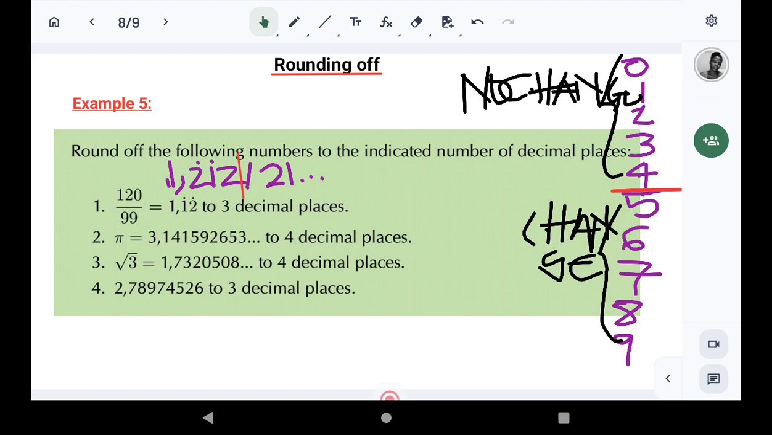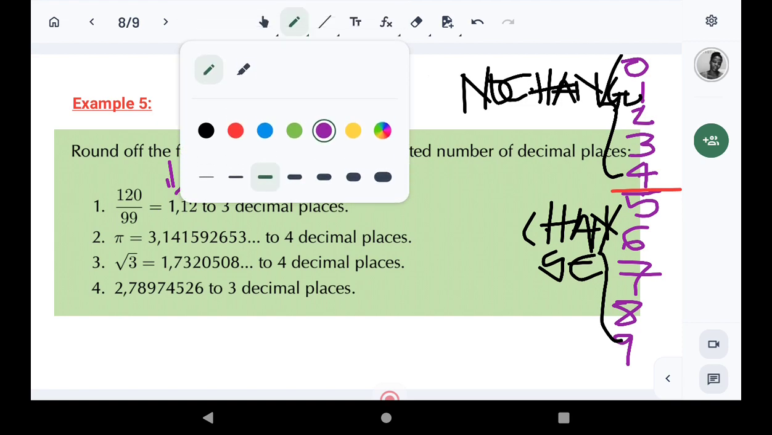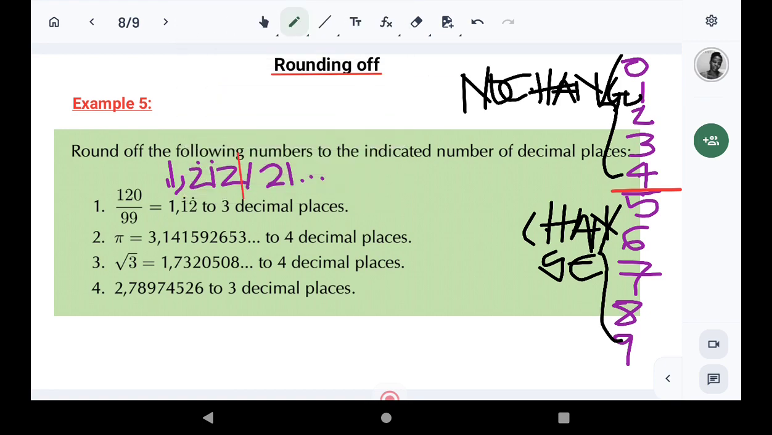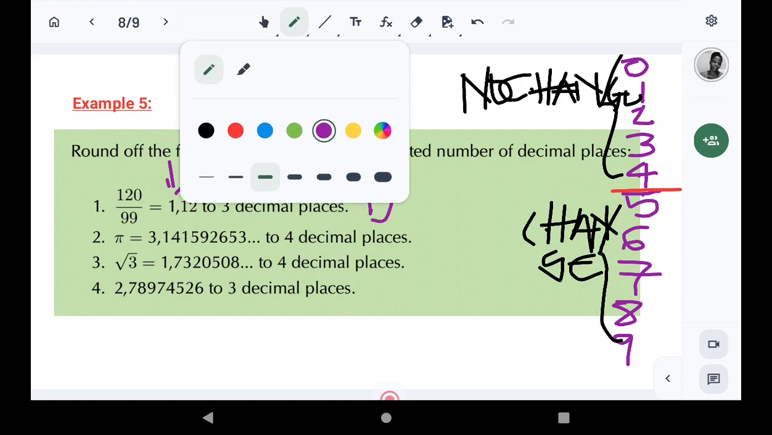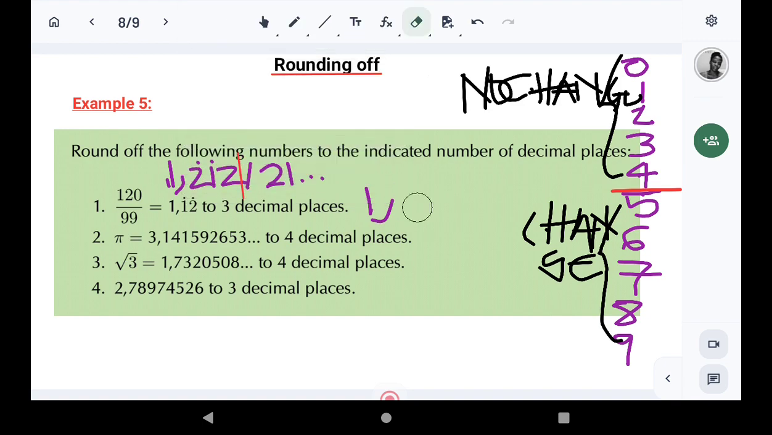So the answer to this one is simply 1,212, because it does not change.